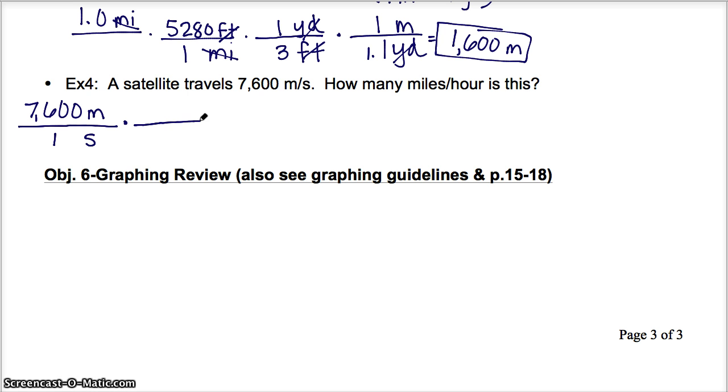So we have 2 things to convert. We have the meters we have to change to miles, and we have the seconds that we have to change to hours. So we got to change 2 things. You're just going to change one at a time. So let's focus on this top number. We're going to change that 7,600 meters to miles. So we need to put meters down here, so it cancels.